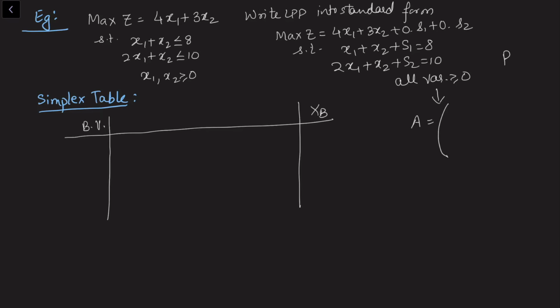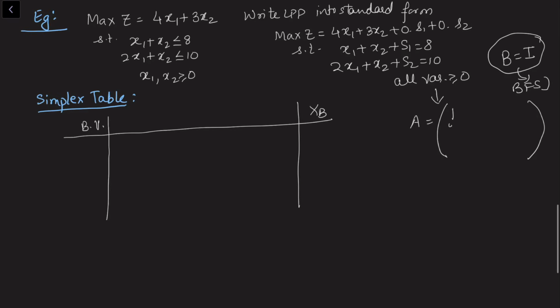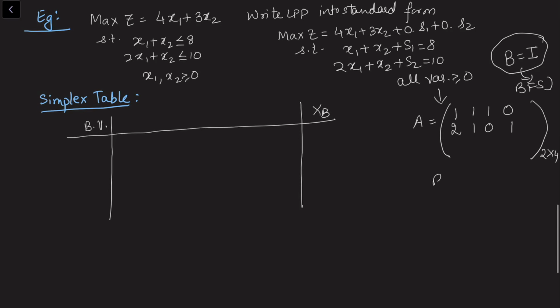As I've explained, if B is an identity matrix, we can always get an initial BFS. So we are always looking for an initial BFS. In the A matrix, we have the column as 1, 2, 1, 1. These are the coefficients of x1. Then I have written the coefficients of x2, s1, and s2. So this has order 2 cross 4, and from here we can select a basis matrix of order 2 cross 2, which is an identity matrix.